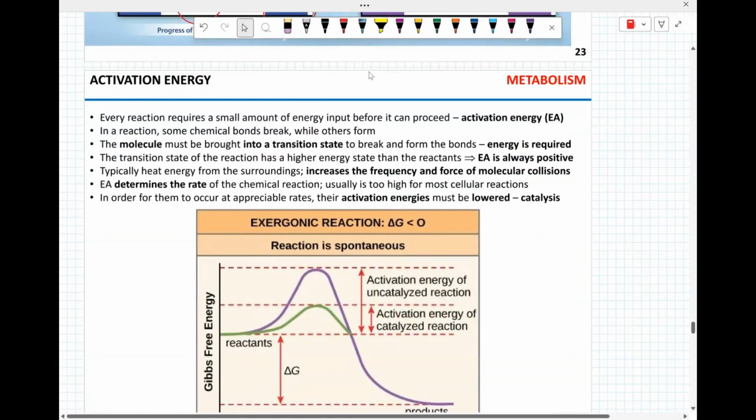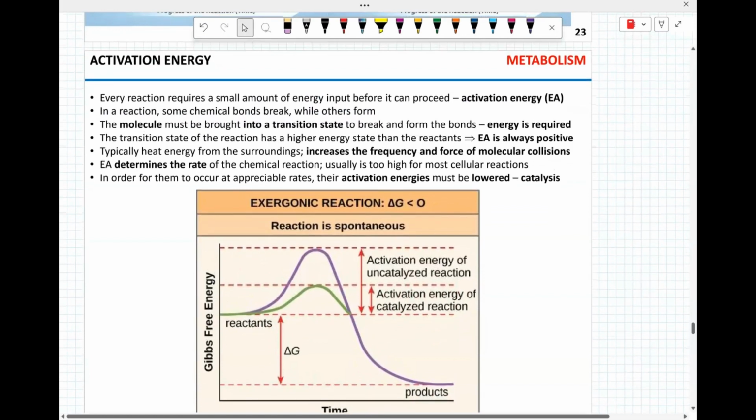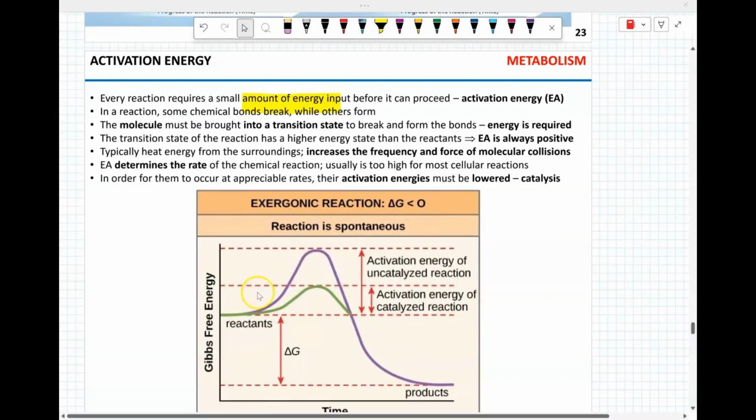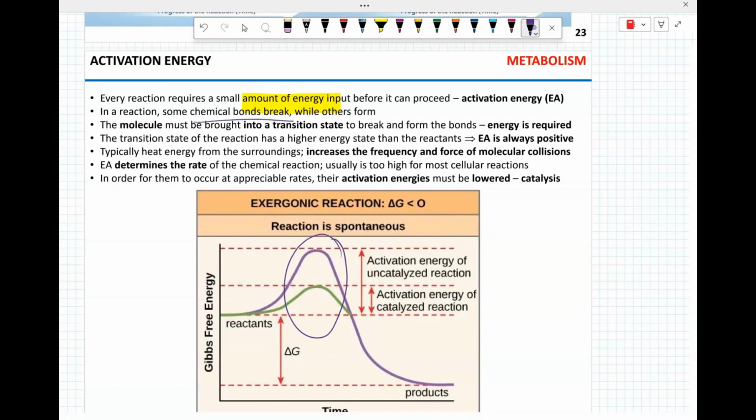Every reaction is characterized by the activation energy. Activation energy is the amount of energy that is required for the reaction to proceed. In other words, activation energy is this hump right here. During the reaction, chemical bonds break and other chemical bonds form. In order for some bonds to break and others to form, the molecule must be brought into the so-called transition state. So this transition state right here, in order to bring the molecule into the transition state, energy is required.